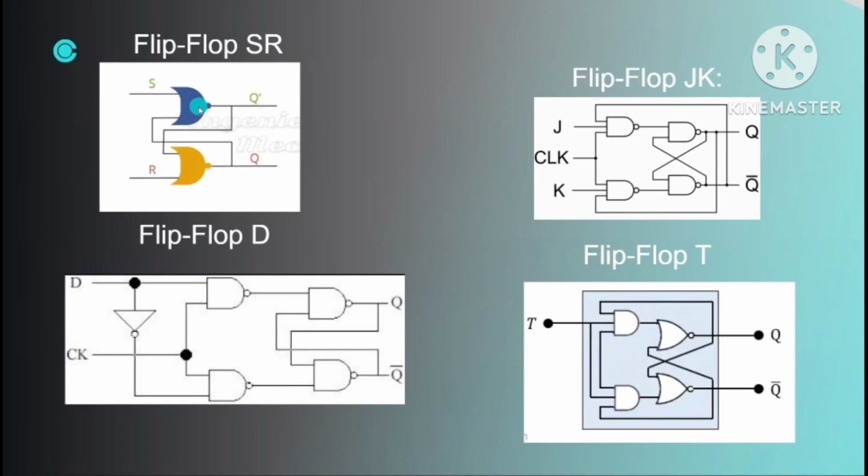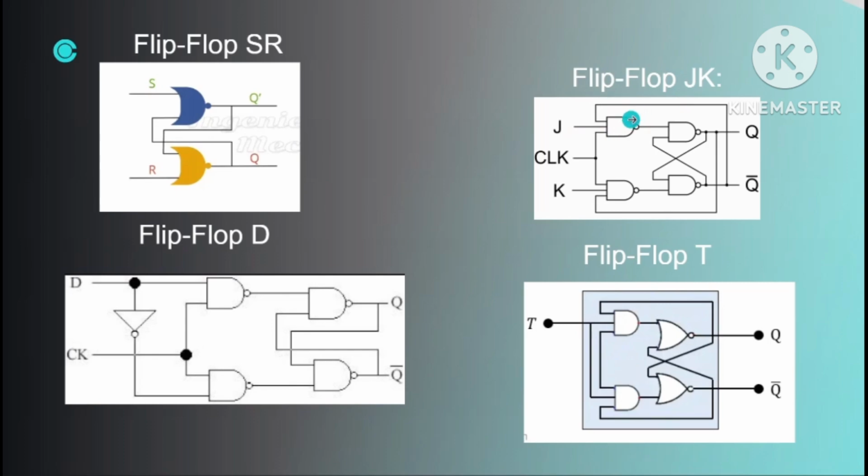If S is equal to 1 and R is 0, the output Q is set to 1. If S is 0 and R is 1, output Q is set to 0. If S is 1 and R is 1, the state is invalid and may cause errors in the circuit. This flip-flop is used in basic memory registers.